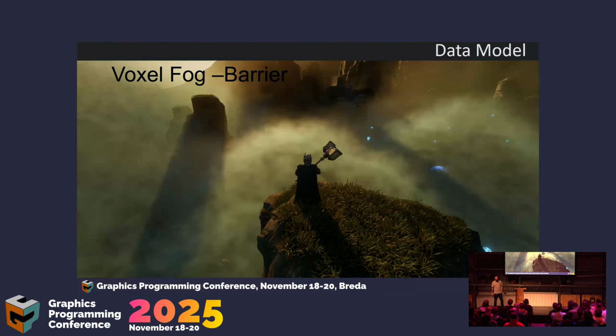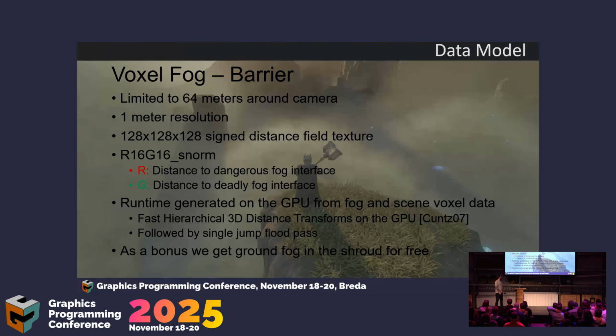Because our voxel fog has a very low resolution compared to the gameplay representation and the source data, which is half a meter, we need a more accurate and recognizable shroud fog boundary to allow the player to avoid it. To do this, we add another representation of the voxel fog in the first 64 meters around the player. We store 2 signed distance fields, one for dangerous and one for deadly fog, in a 128 cube volume texture. The distance fields are generated at runtime using the high resolution fog and scene voxel data.